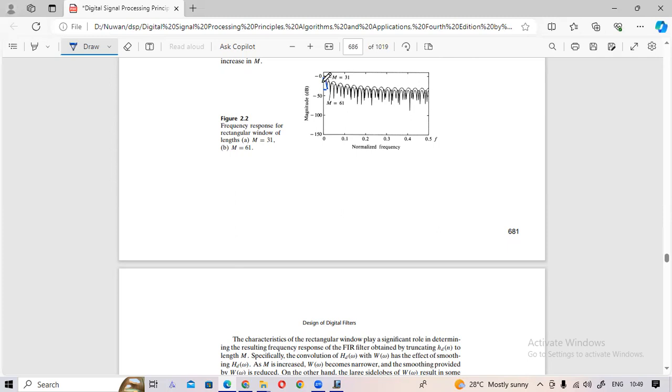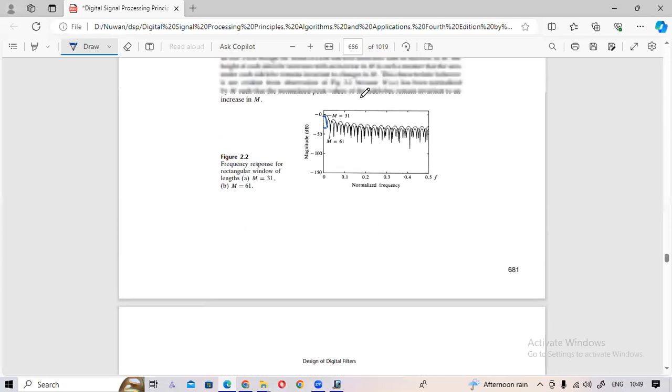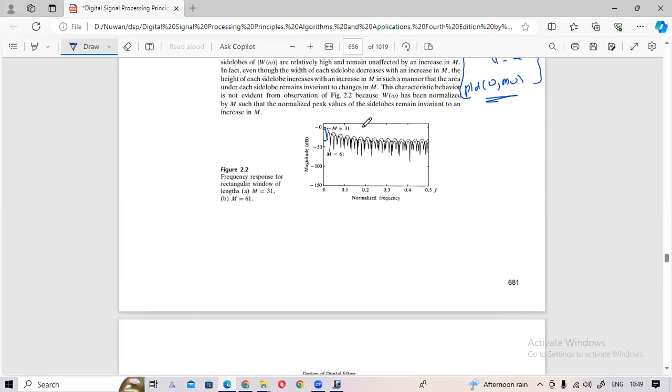And this main lobe is directly associated with the filter. So we have to use a narrow main lobe, and this side lobe also should be minimum. So that for a designed filter, you will have a significant main lobe, and the side lobe will not be significant. So that is the main advantage.